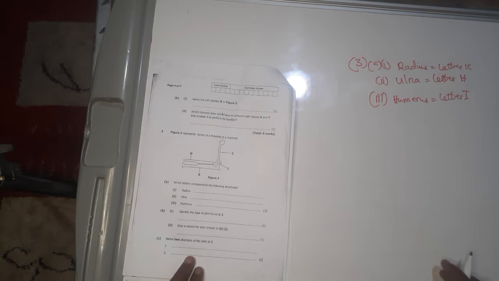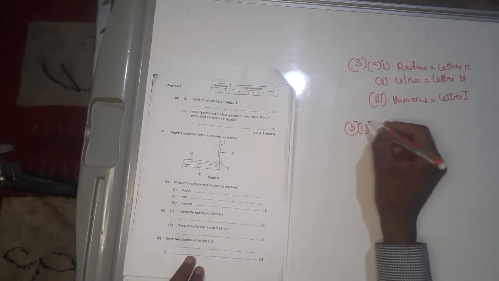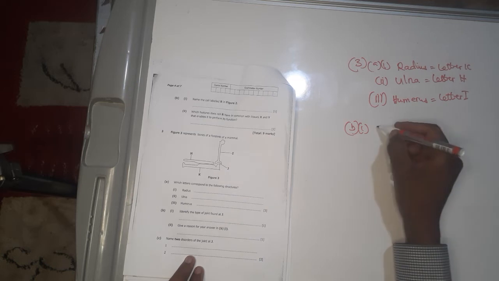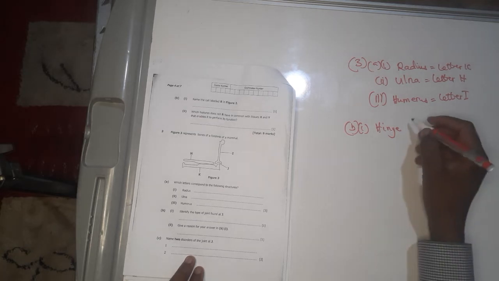Identify the type of joint found at J, that is the hinge joint. So for B, Roman numeral 1, the joint which is found at J is the hinge joint. Now, the question here is not really specific because the types of joints are classified in many ways. Okay, we have what are called the hinge joint and the ball and socket joint. But all these, they fall under what is called the synovial joint.